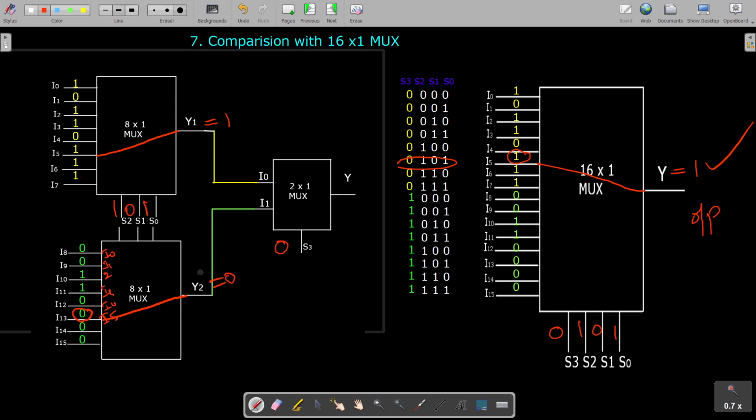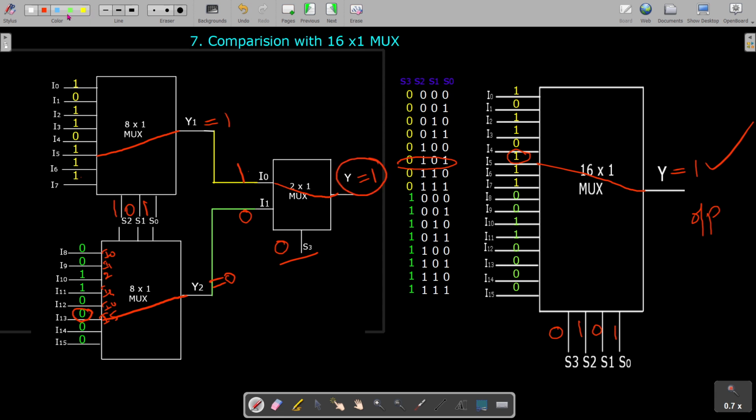It is also coming to this second level. Okay. So this I1 is equal to 0. This I0 is equal to 1. This S3 is equal to 0, because of that this I0 line is connected to this Y. So this 1 at I0 will be transferred here. So this Y is equal to 1.